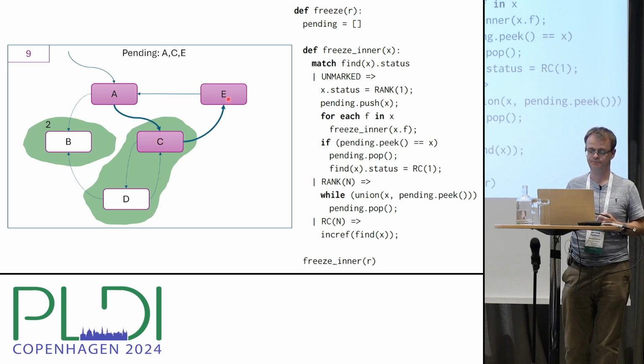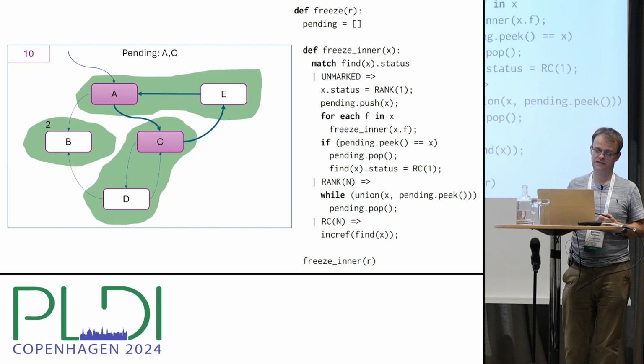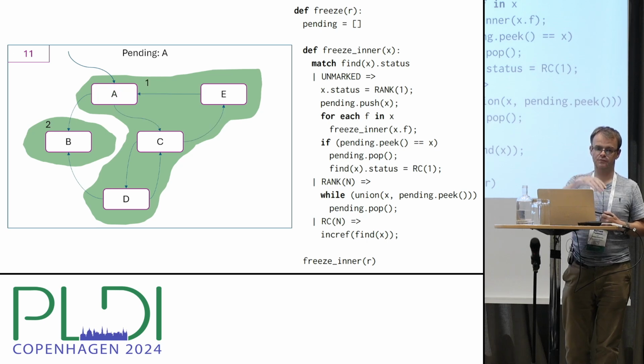So we go to E. E sees that it's pointing to something that's on the pending stack, A. So it unions those, and then it goes through this while loop here, popping back up until it finds the right thing. So it unions those, and then a bit more time, the algorithm finishes, and it puts a reference count of 1 on this.